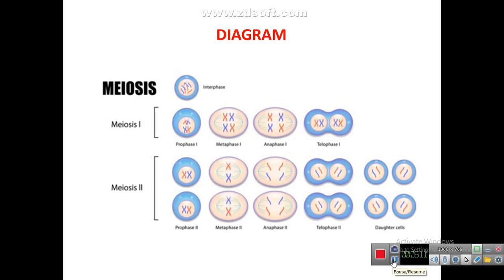The second type of cell division, that is the meiosis. It is the type of cell division in which the parent cell divides into 4 daughter cells receiving half the number of chromosomes as their parent cell has. Meiosis completes in 2 stages, meiosis 1 and meiosis 2. Each of these 2 stages consists of 4 stages, that is prophase, metaphase, anaphase and telophase.